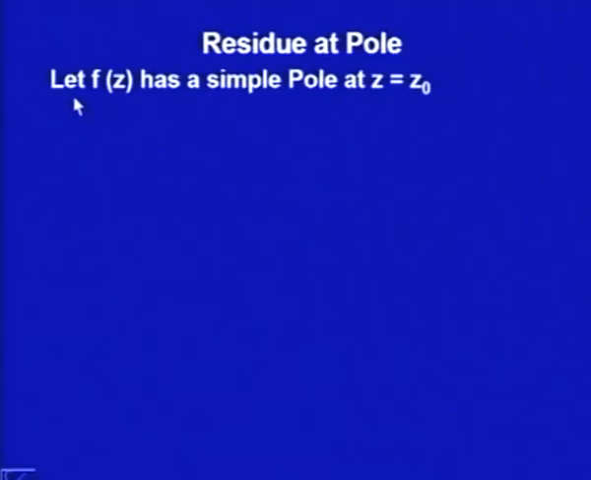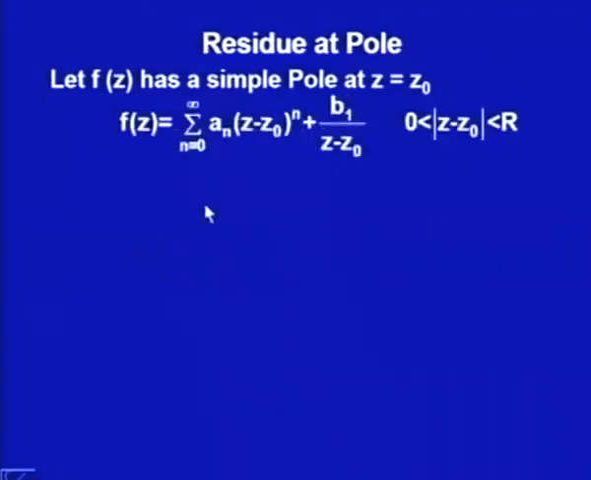So, if z naught is an isolated singular point of f(z), then we identify it as a pole if I do have only one term in the principal part, b1 upon z minus z naught. So, if it is a simple pole at z is equal to z naught, my residue would be simply b1, the coefficient of 1 upon z minus z naught. Let us see how I am writing it. What it says is that f(z) would be the summation n is equal to 0 to infinity a n (z minus z naught) to the power n plus b1 upon z minus z naught, for 0 is less than mod of z minus z naught is less than r.